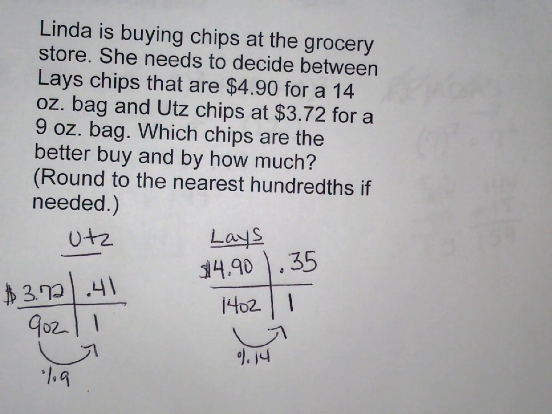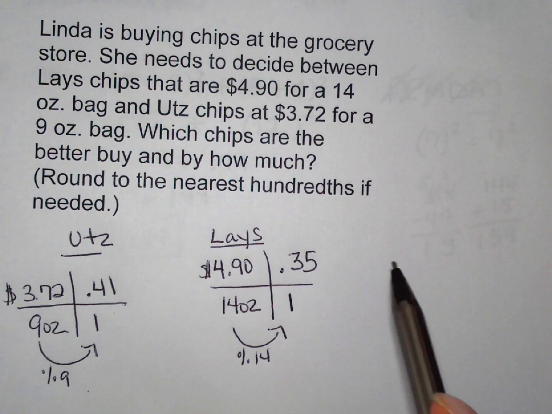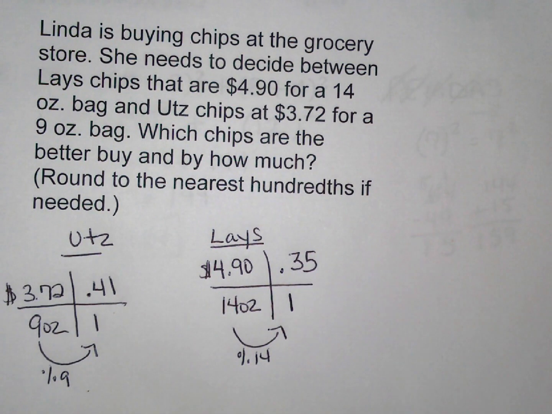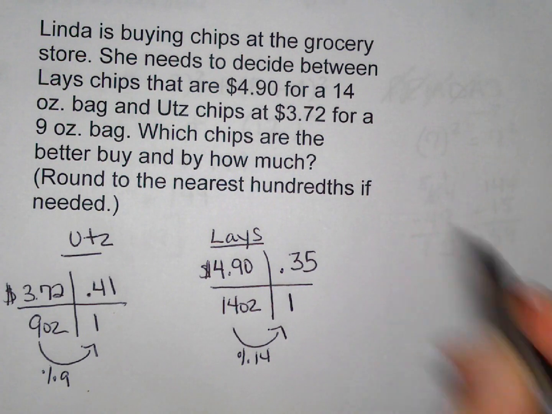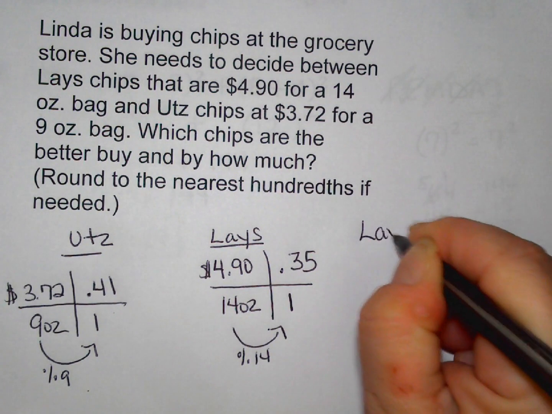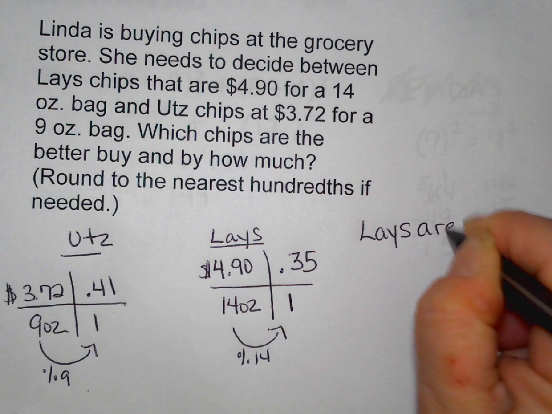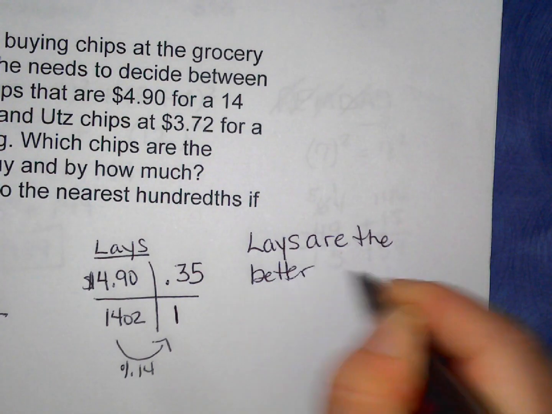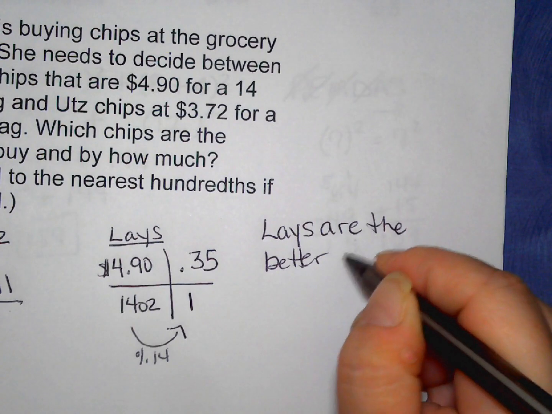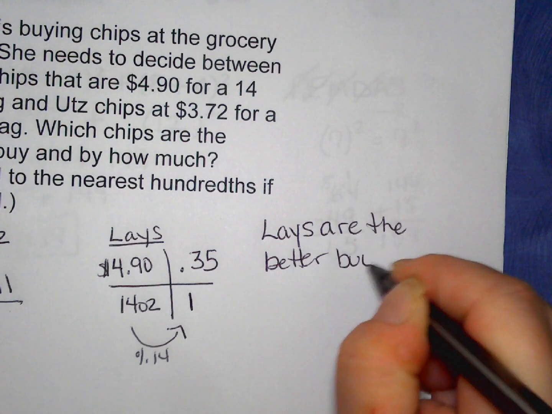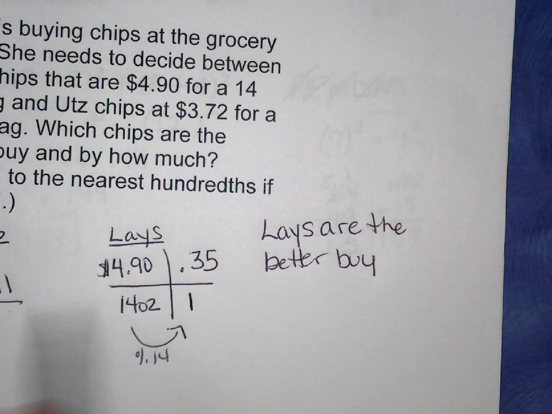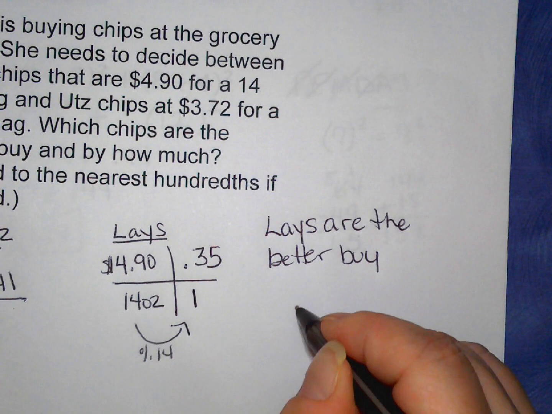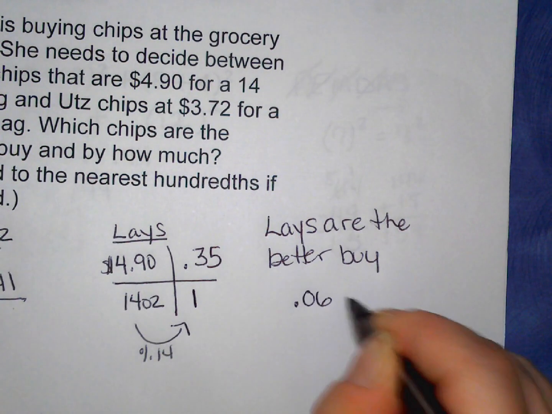Okay, so remember there were two things that you needed to ask. Which chips are the better buy? So which one's cheaper per ounce? The Lay's are the better buy. Remember, you're just putting in the numbers. And how much? Well, 41 cents minus 35 cents is 6 cents.